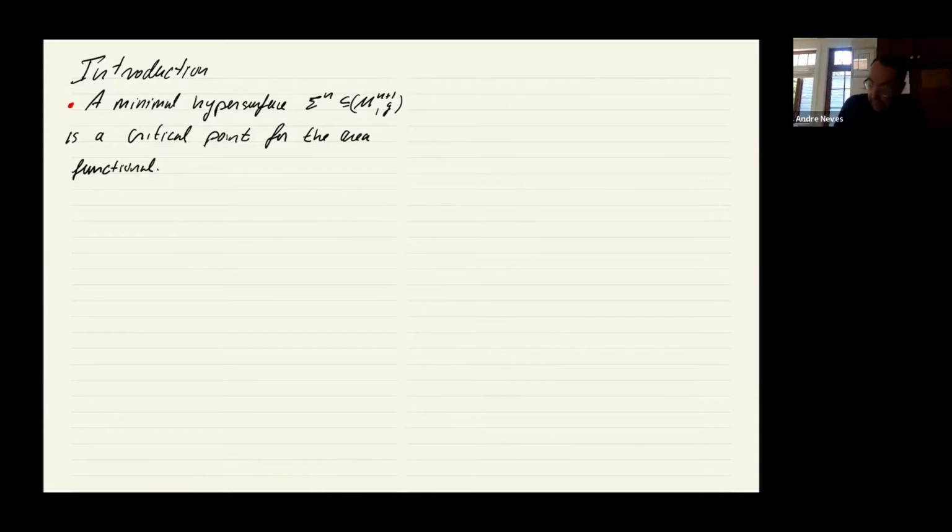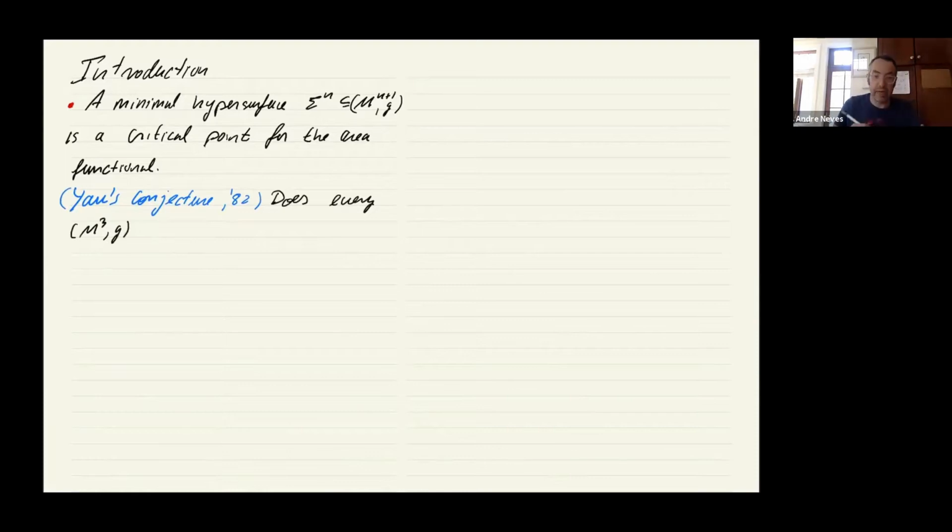This was asked by Yau in '82 and became known as Yau's conjecture. The question is: does every closed three-manifold with a Riemannian metric admit infinitely many closed minimal surfaces?